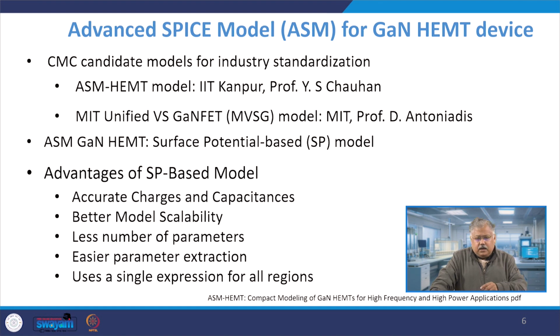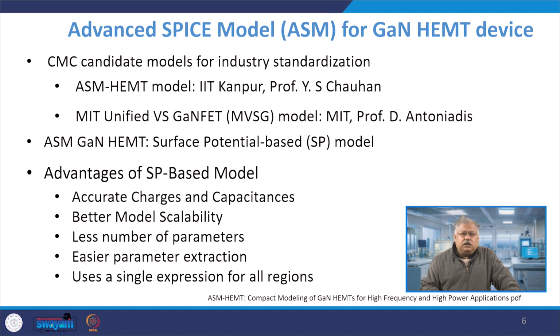And typically, because of the continuity, we generally use a single equation for all the regions. So what happens is that the single equation becomes more prevalent at a particular region of operation and becomes less prevalent at the other regions of operation, depending upon the place at which you are doing the calculation, right? So this is the advantage of the SPICE model.